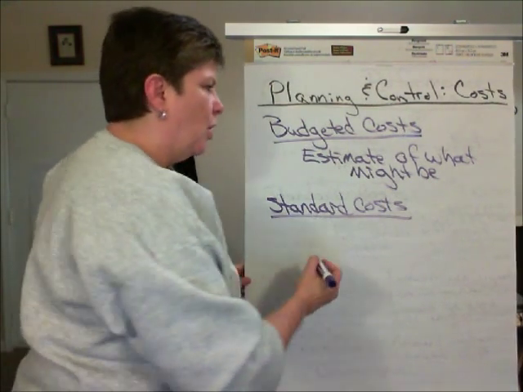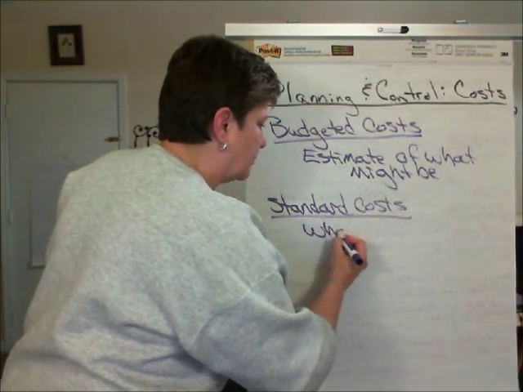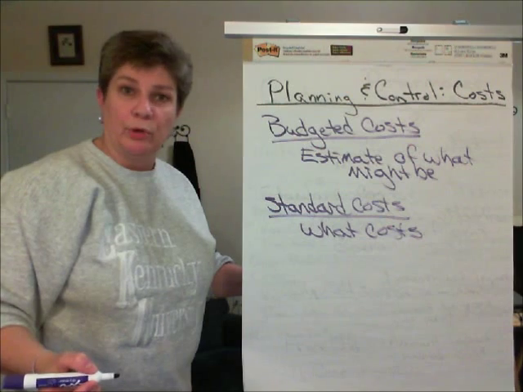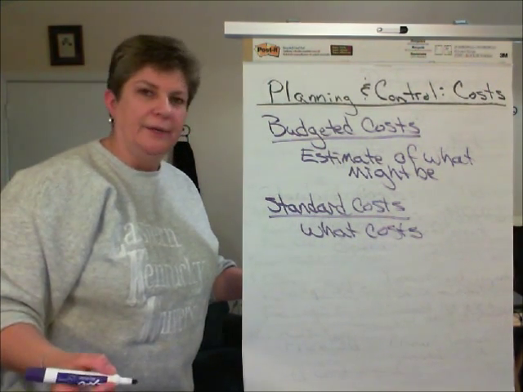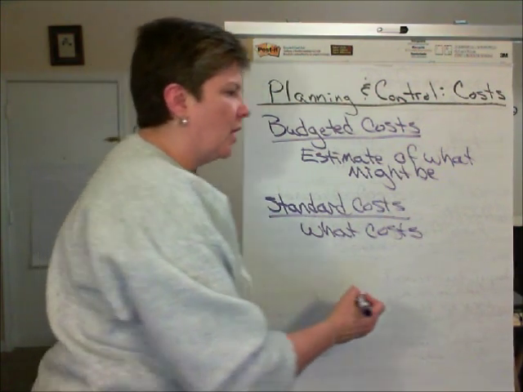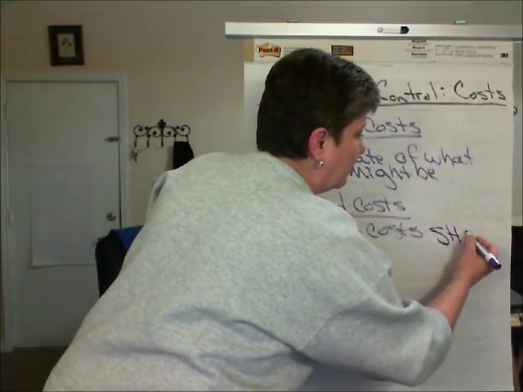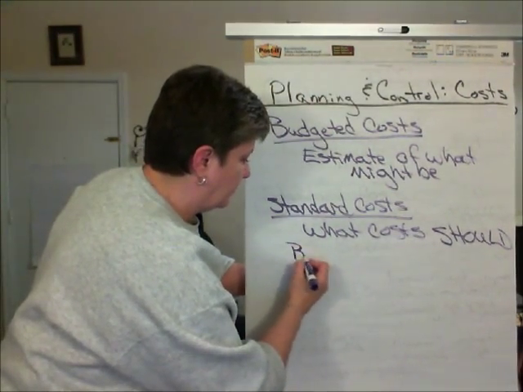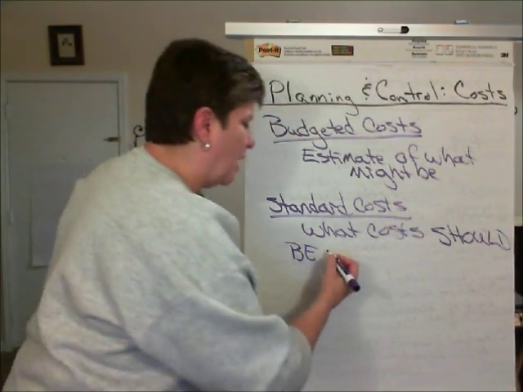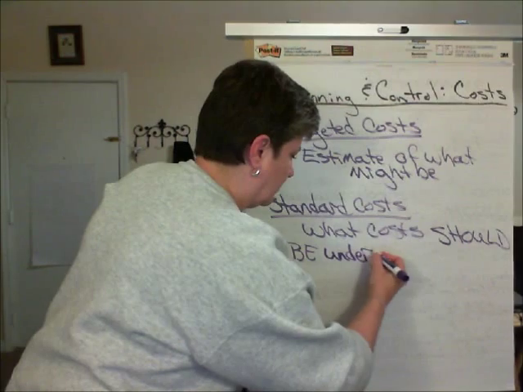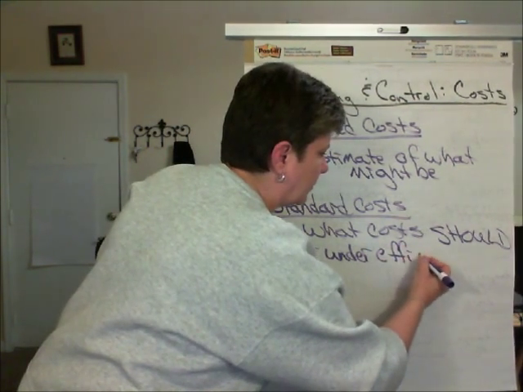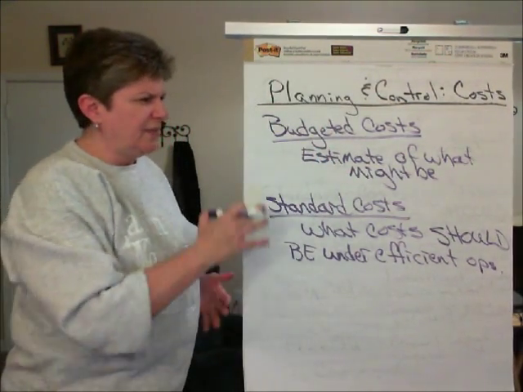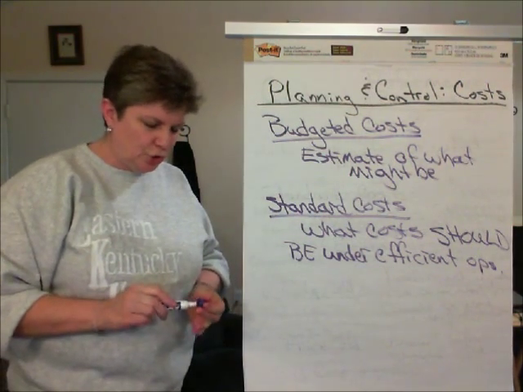Standard costs are what the costs of materials, labor, overhead, and supplies, and so forth, should be under efficient operations. Okay, so what does that mean? What's this difference here? An estimate versus what the cost should be.